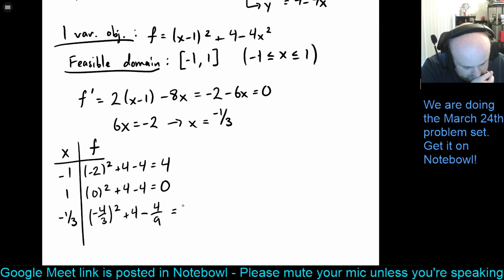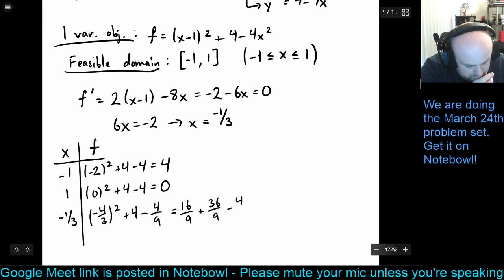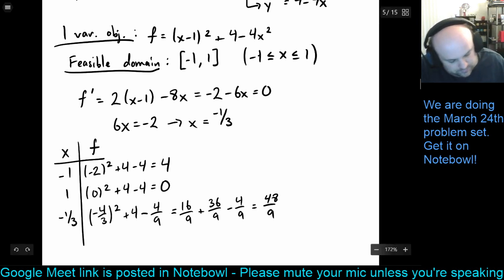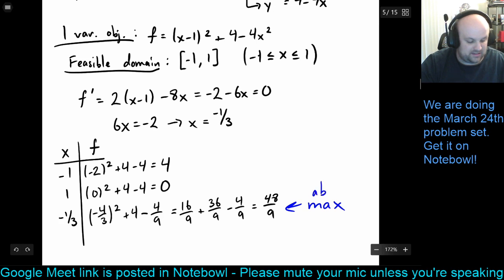We get 16/9 plus 36/9 minus 4/9. What was that? 48/9. Right? Which is bigger than 4. So this here, this is the max that we're looking for, right? This is the absolute max. All right.